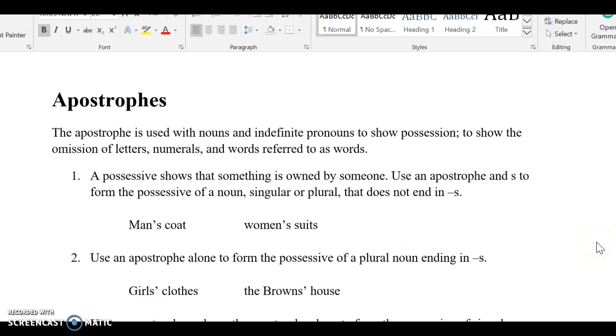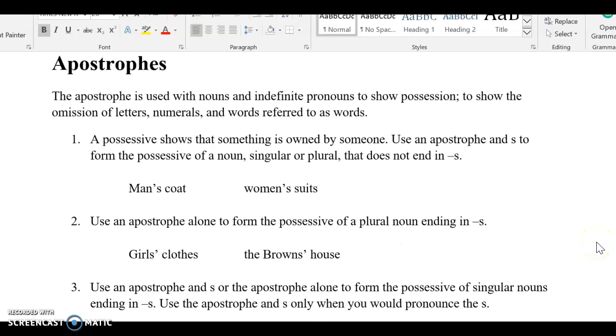Now moving into apostrophes. The apostrophe is used with nouns and indefinite pronouns to show possession, to show the omission of letters, and to form the plural of numerals or words referred to as words. So let's look at the examples. Number 1, a possessive shows that something is owned by someone. Use an apostrophe and s to form the possessive of a noun, singular or plural, that does not end in s. First example, man's coat. Second example, women's suits.